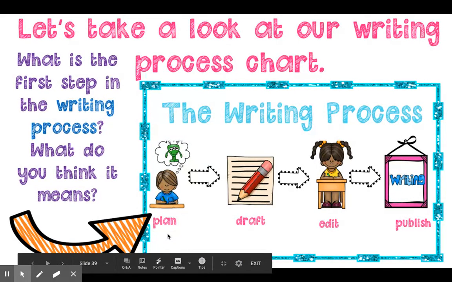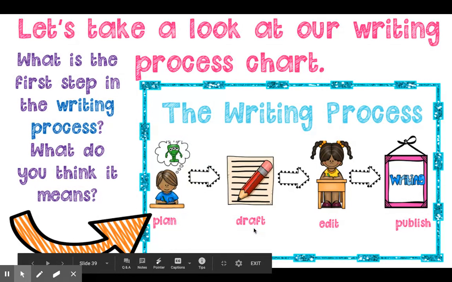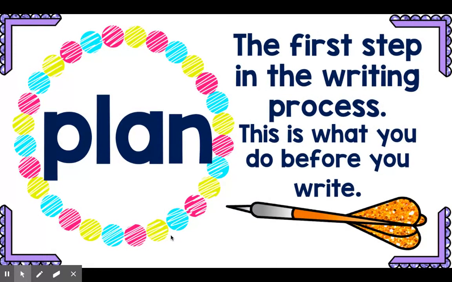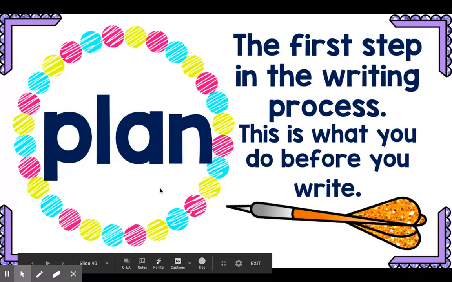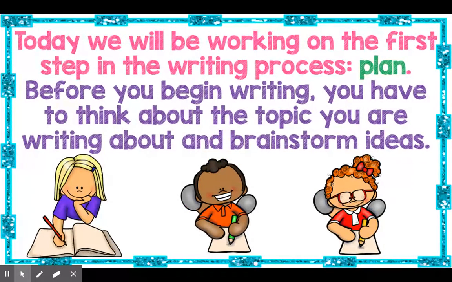I think it means to come up with ideas before we turn it into sentences and actually draft a paragraph. So we're at the planning stage. The first step in the writing process, this is what you do before you write. You plan. It's the pre-step. It's jotting down notes, almost more in a list form rather than in complete sentences. Today, we will be working on the first step in the writing process, plan. Before you begin writing, you have to think about the topic you are writing about and brainstorm ideas.